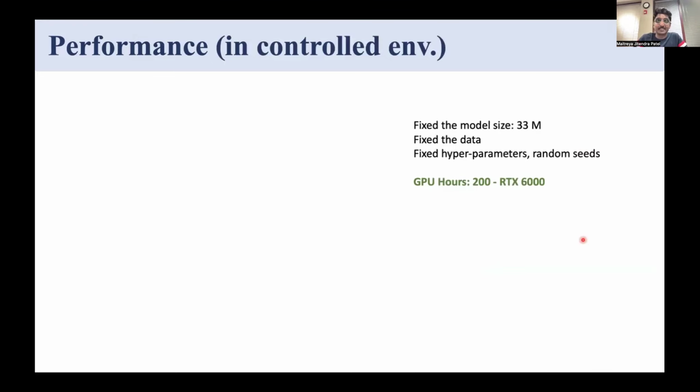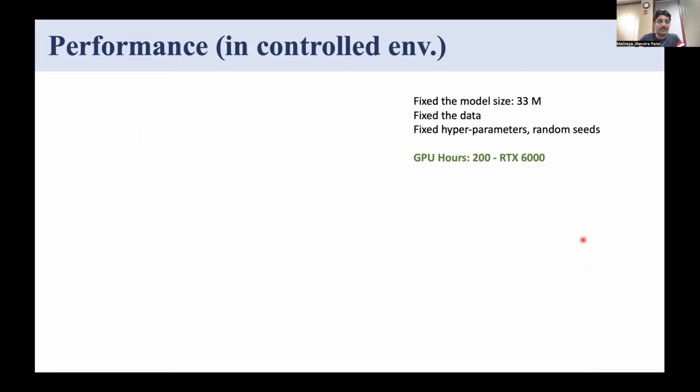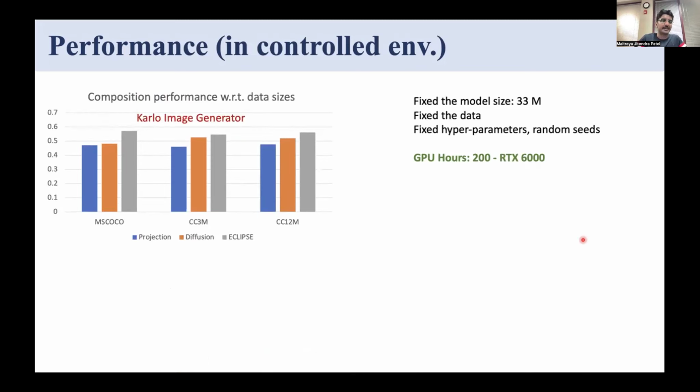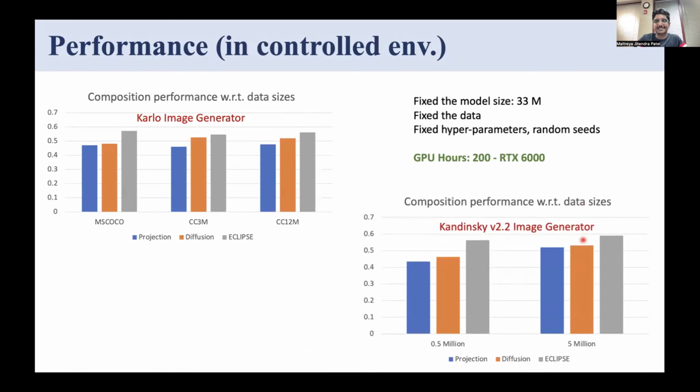We further perform experiments in a controlled setting, where we fix the model size of all baseline models, including projection, diffusion, and Eclipse, to 33 million. We fix the data, hyperparameters, and random seed, and we train all these models for a longer period of time so that all baseline models have sufficient time to converge. And we find that the Eclipse prior consistently outperforms all the other baselines, whether it's the projection or the diffusion baseline. Whether it's the color image generator or the compositional image generator, we observe consistent performance of Eclipse across these baselines.